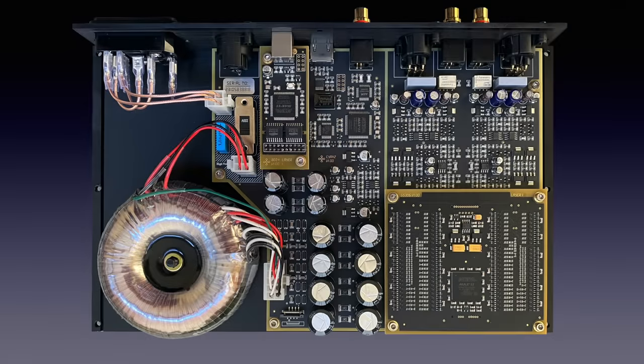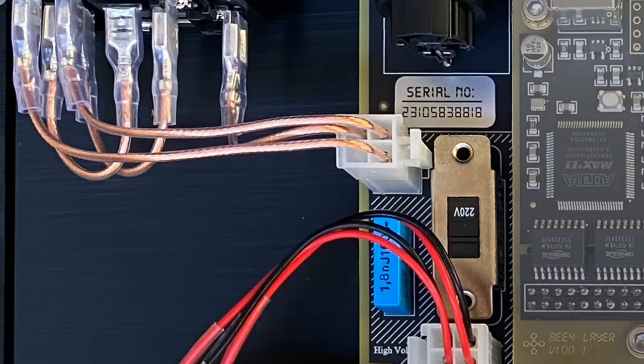When opened up, we see dense circuit boards and a large O-core transformer. Since it is a linear power supply, it can work on one voltage, so it has a voltage selector that is switchable between two voltages. The manufacturer specifies 110 to 150 volts or 220 to 230 volts. The voltage selector here indicates 220 volts.